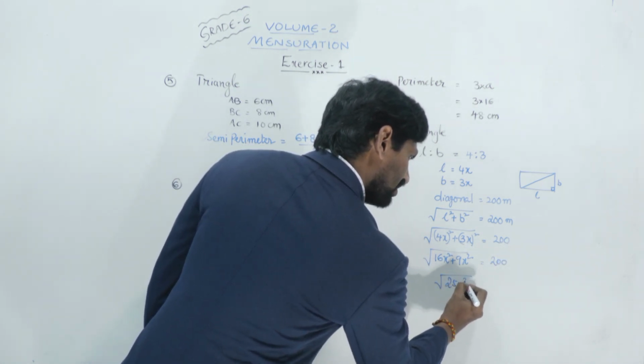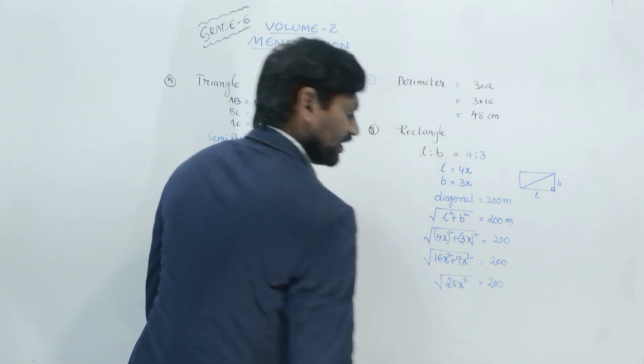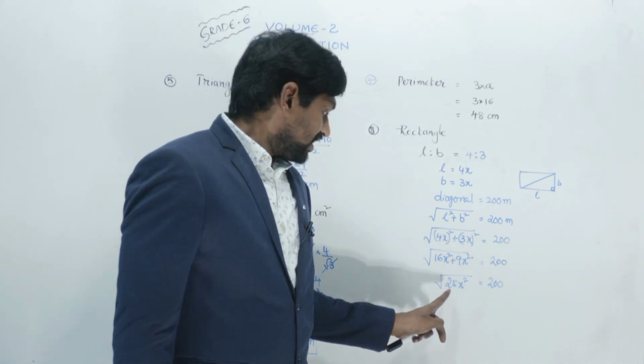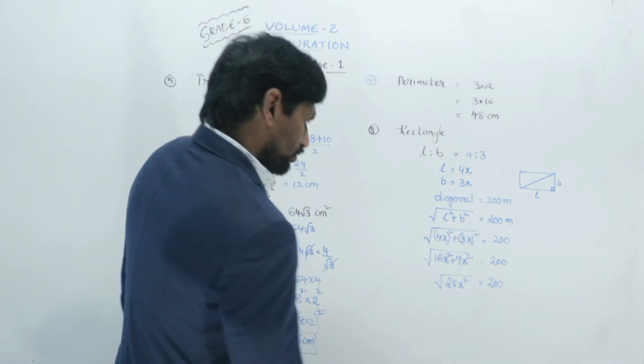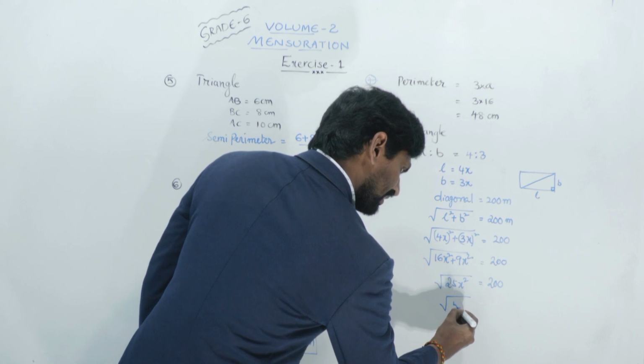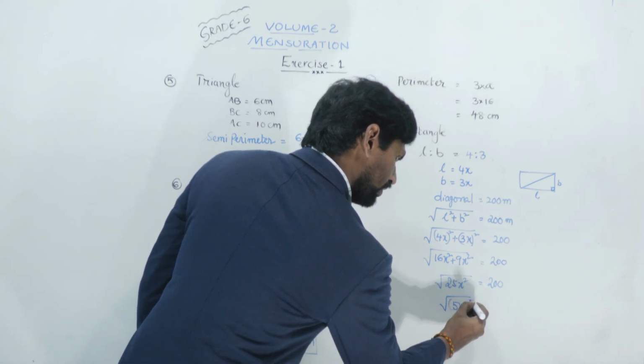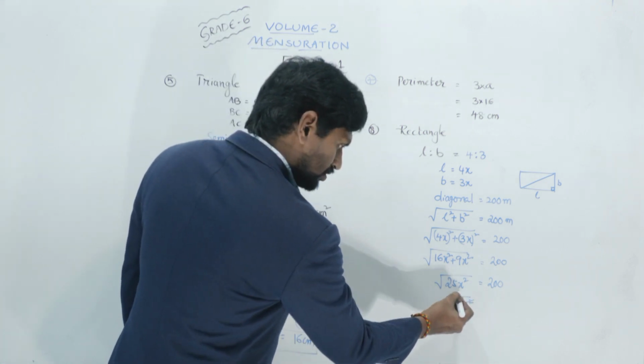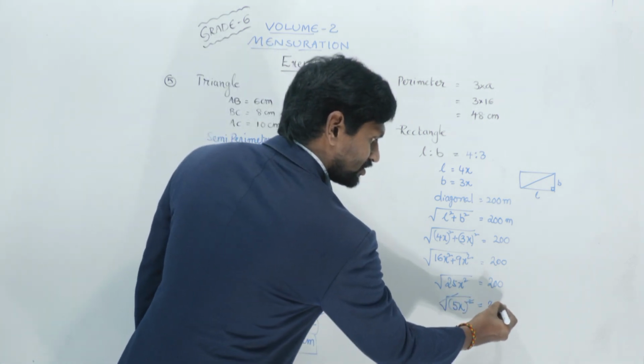How much? 25x square. And we know that x square is a square number here, 25 is also a square number, so we can write this one as (5x) whole square. Now square root cancels, that is equals to 200.